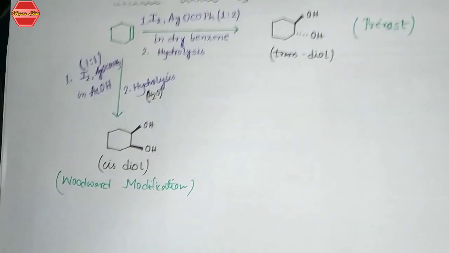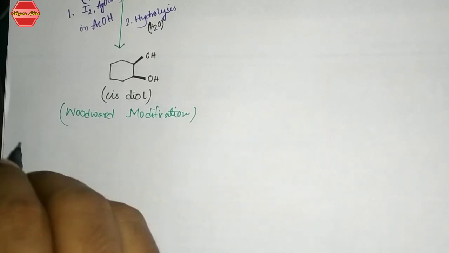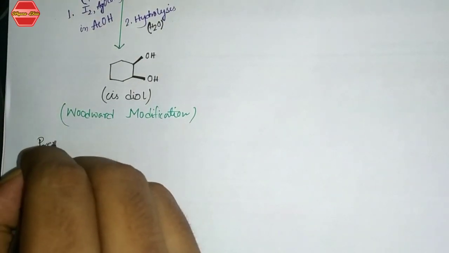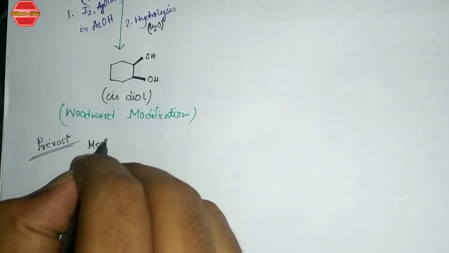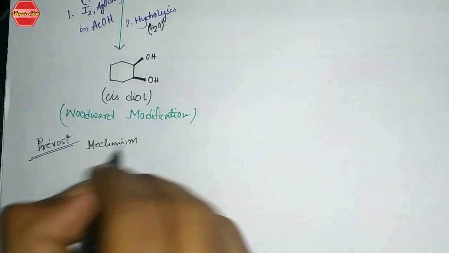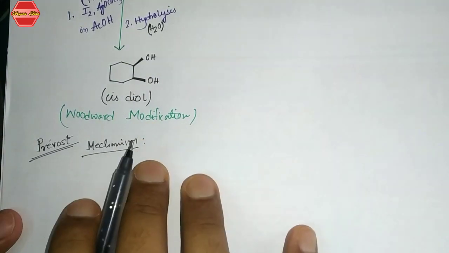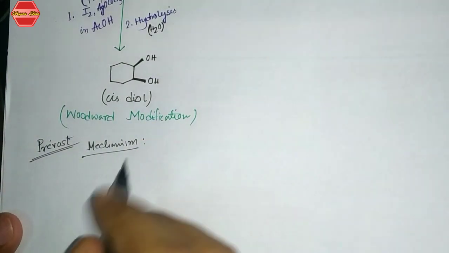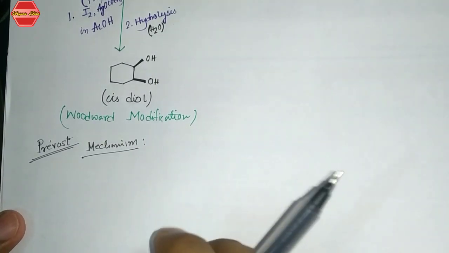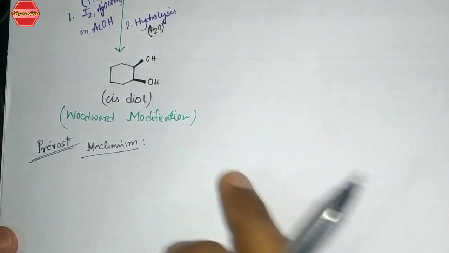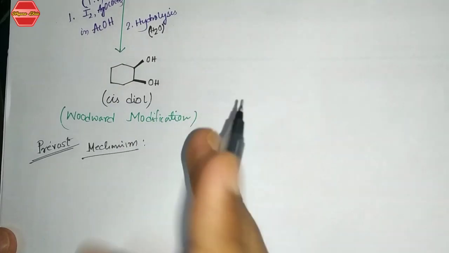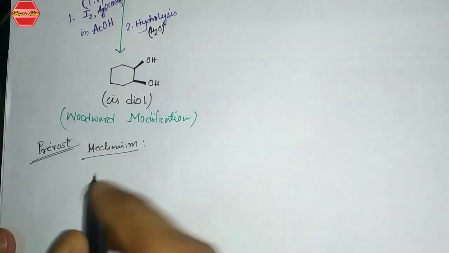So first see the mechanism for the Prevost reaction. At first we have to know the mechanism. Now what is the mechanism? The reagent that is used is I2. I2 means we know that a cyclic iodonium ion is generally formed when we use Br2 or I2. The same thing occurs for this type of reaction.